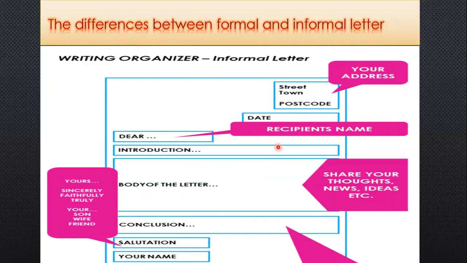But when you are going to write an informal letter, we have no recipient address. ما في عنوان مرسل إليه. You are going to start with dear, with the first name. We have no title. You don't have to use Mr., Madam, okay? You are going to start with the first name, Dear John, Dear Sally, okay? Why? Because it is informal letter, okay?